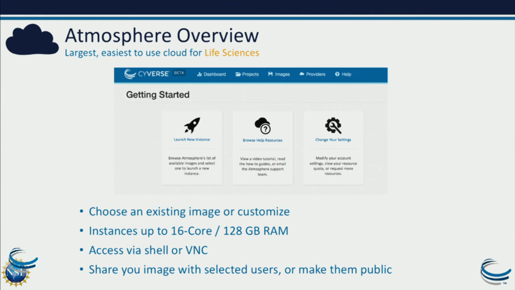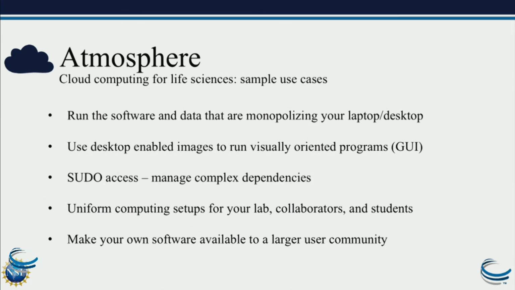So what are some of the use cases and what are the actual configurations of systems you can get from us? You can, first of all, again, choose an existing image or customize one that we've done. You can get up to 16-core, 128 gig machines. We're going to show you that you can access them via the shell or, if they have a desktop, something called VNC Viewer. And you can also share your image. So once you've installed stuff on a computer, you may want to give other people access to it. This is tremendous, again, for reproducible science.